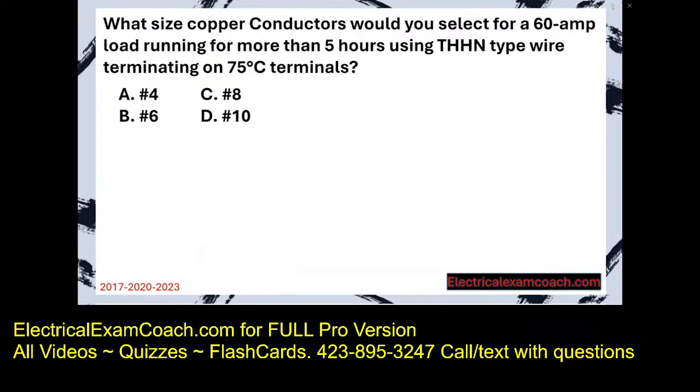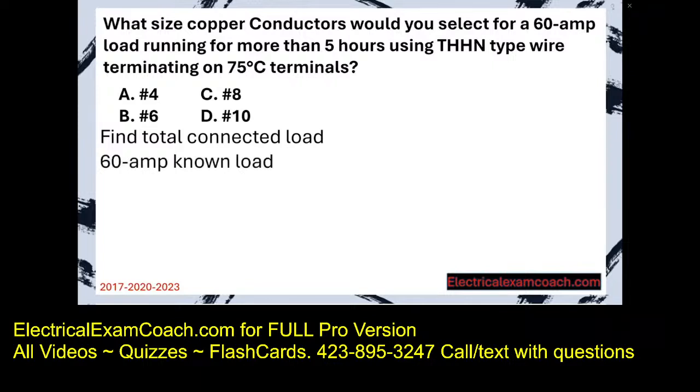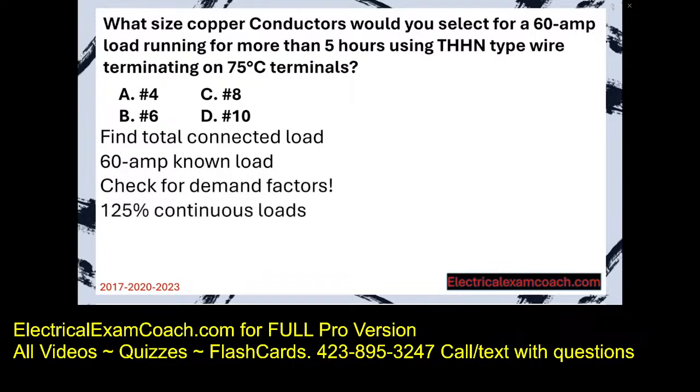What size copper conductor would you select for a 60 amp load running for more than 5 hours using THHN type wire terminating on 75 degree C terminals? Step 1, find the total connected load. Well, our starting known load is going to be 60 amps. But we must check for demand factors. When we find out that it's going to be a continuous load, we need to remember to do our 125% rule for continuous loads. So we take our original known load, multiply it by 1.25, and that gives us a new known load of 75 amps to size our wire by.